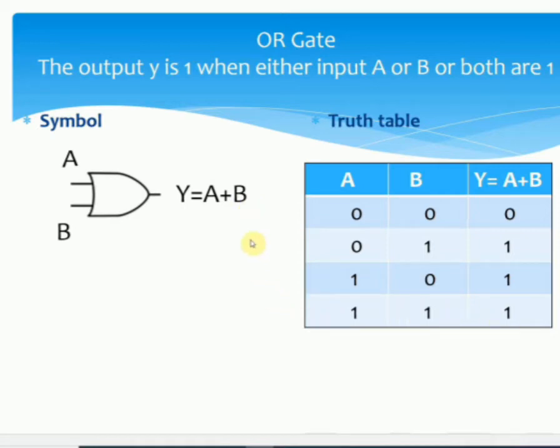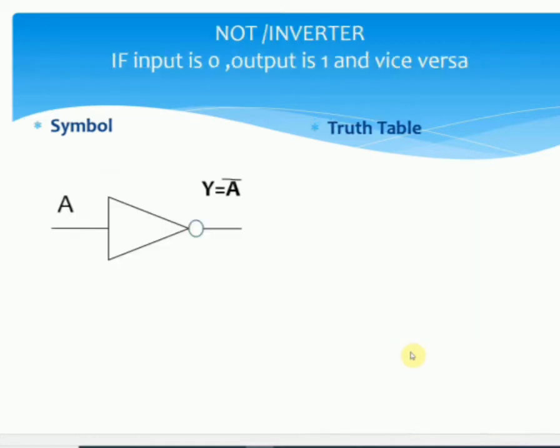As I have told you that this plus sign represents a binary addition, and in case of binary addition, 1 plus 1 always results in 1. So we can say that for the OR gate, the output Y is 1 when either of the inputs A or B or both are 1.